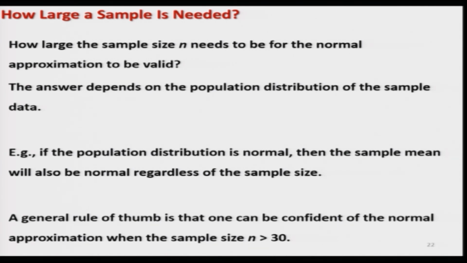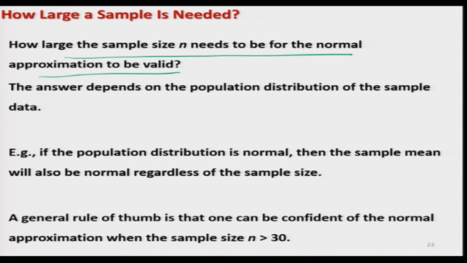So, now the question I am trying to phrase here is how large the sample size n needs to be for the normal approximation to be valid. For example, in all these cases we are trying to approximate the probabilities using the normal distribution, and we are saying, at least theoretically, that as n goes to infinity this will work, but in practice somebody will always like to know what is this n for which it is really going to work.